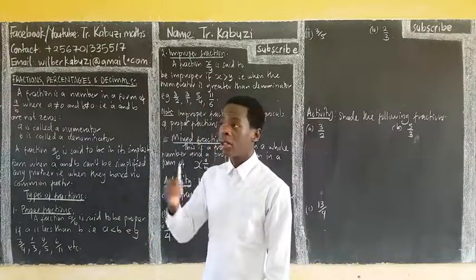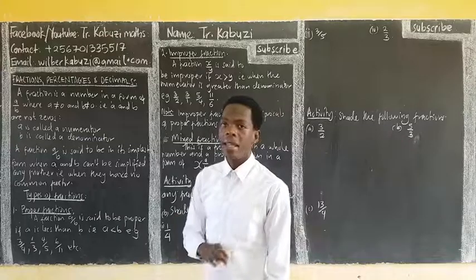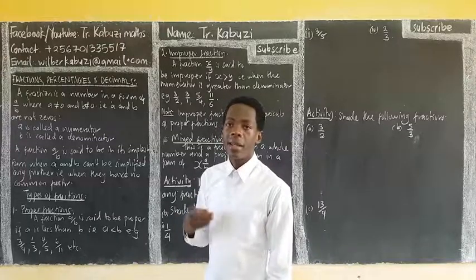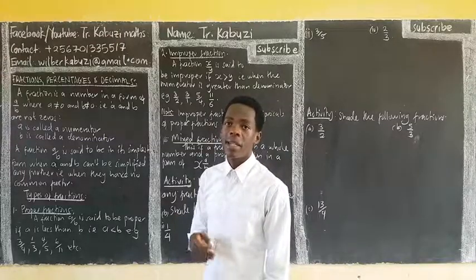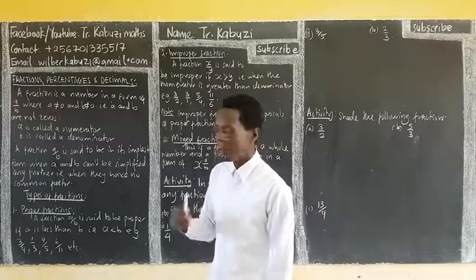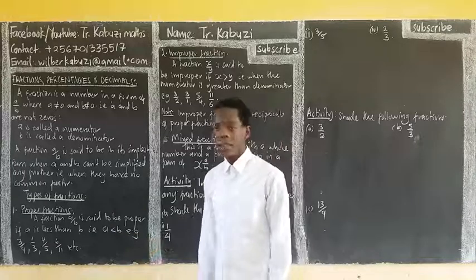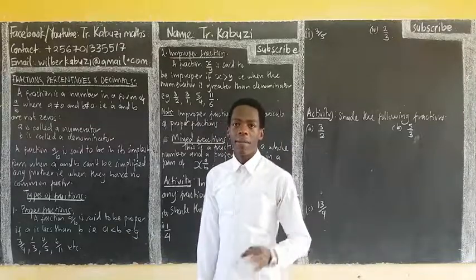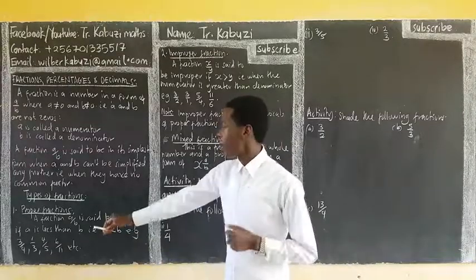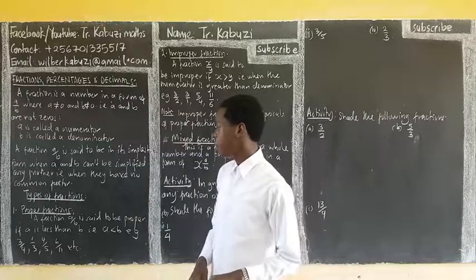So if you find that there is no factor which can divide both, then that number is in its simplest form, or some people call it the lowest form or the least form. As simple as that. So let us see the types of fractions. I think you saw these ones in primary. So we are going to start with proper fractions.